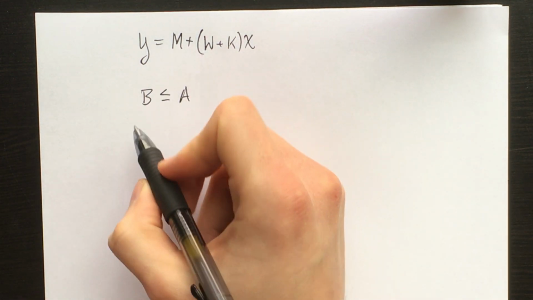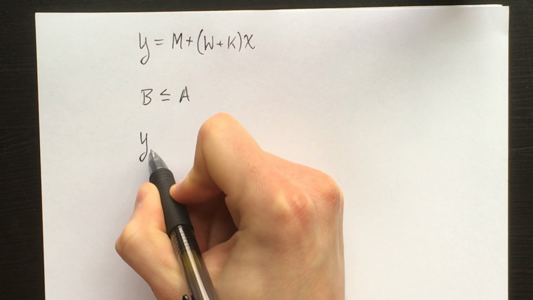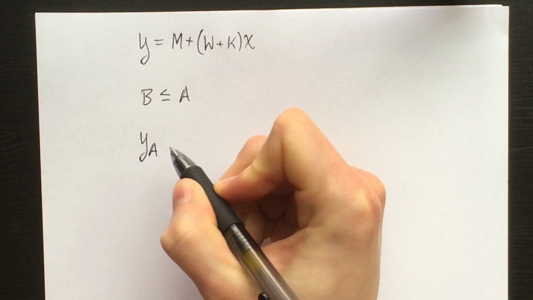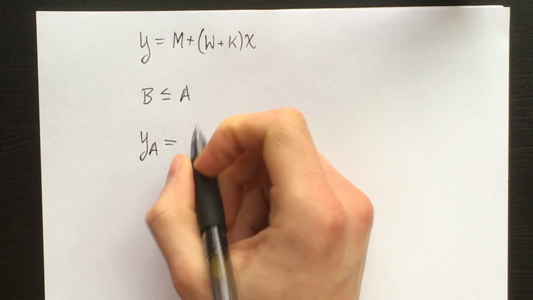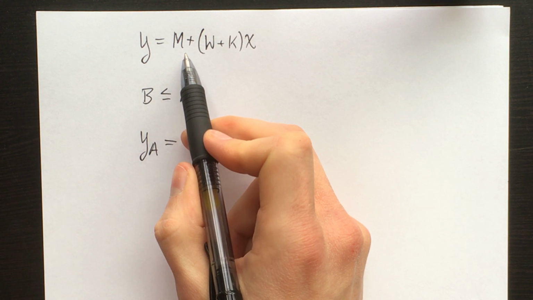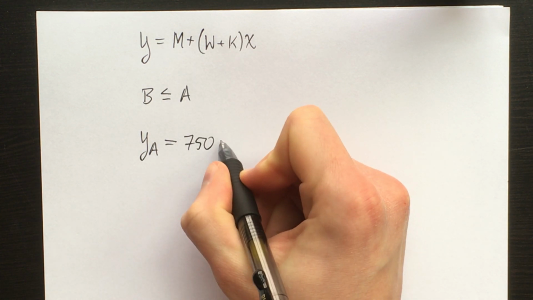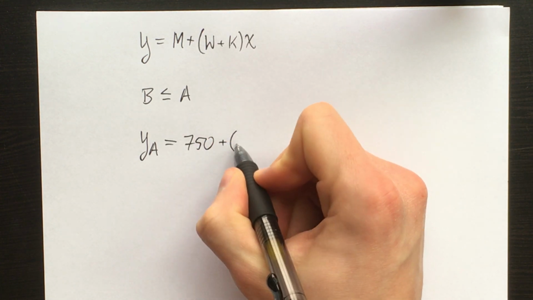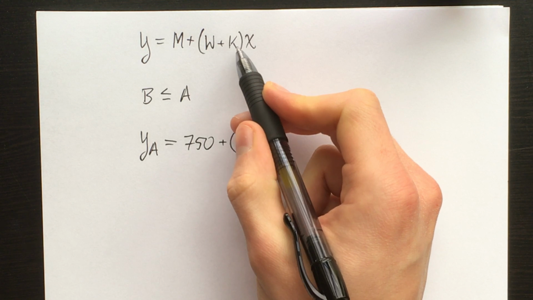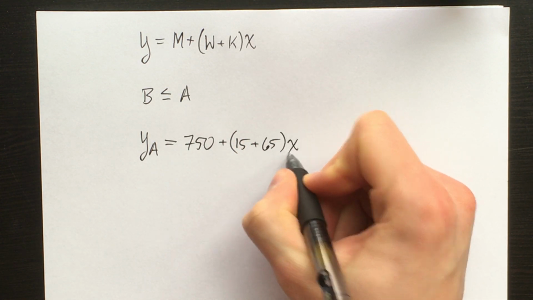Well, let's go ahead and write a function for the total cost of buying and renting from store A. So YA, the total cost of A, is equal to, let's see, M. What is our M value for store A? It's 750 plus. What is our W value for store A? That is 15 plus K value for store A, that's 65. Okay, and we multiply all this by the number of days.